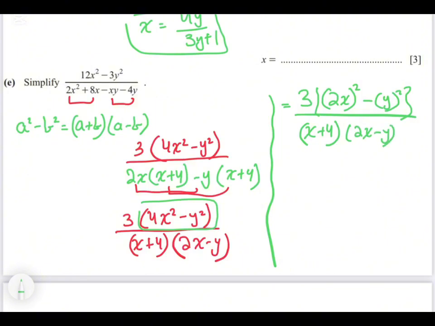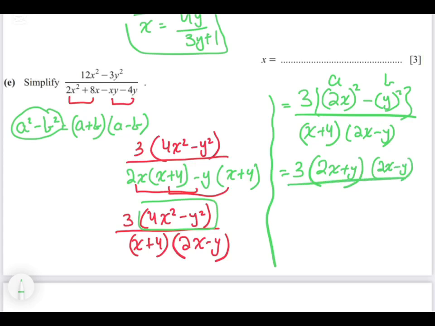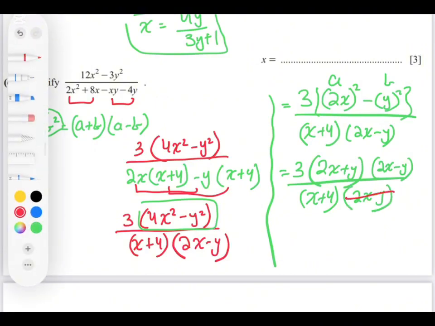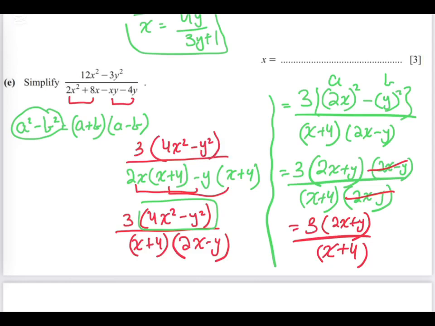Now you can see that we can apply the formula. The left side is a² - b², and this is also a² - b². The formula says (a + b)(a - b), so I will apply it. In the denominator, x + 4 and 2x - y. Now there is a cancellation, so we will cancel this out. So the final answer will be 3(2x + y) divided by x + 4. That's it. You just need to practice and remember some formulas. When you practice, these questions are very easy.